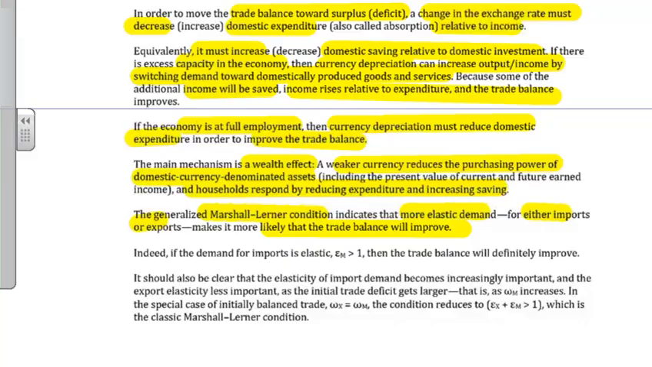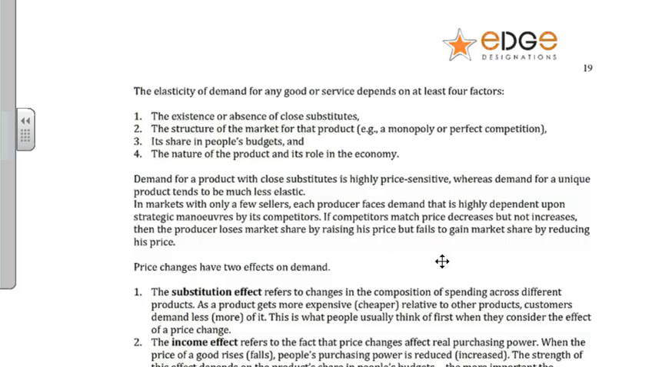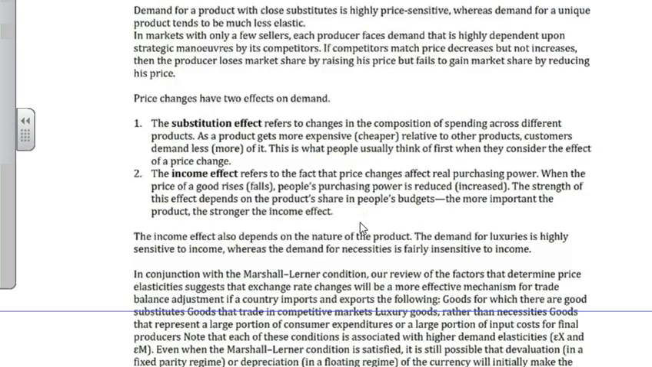Over the page, top of page 19. The elasticity of demand is dependent on four factors: the existence or absence of close substitutes, the structure of the market for that particular product, its share of people's budgets, and the nature of the product and its role in the economy. Price changes have two impacts on demand: the substitution effect, and this is just general economics, guys, not so much specifically related to Forex. Substitution is, can you substitute the product?